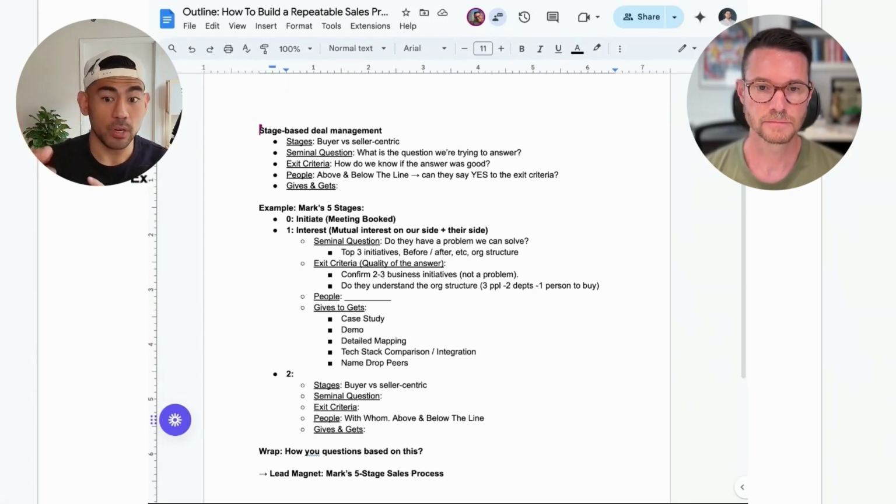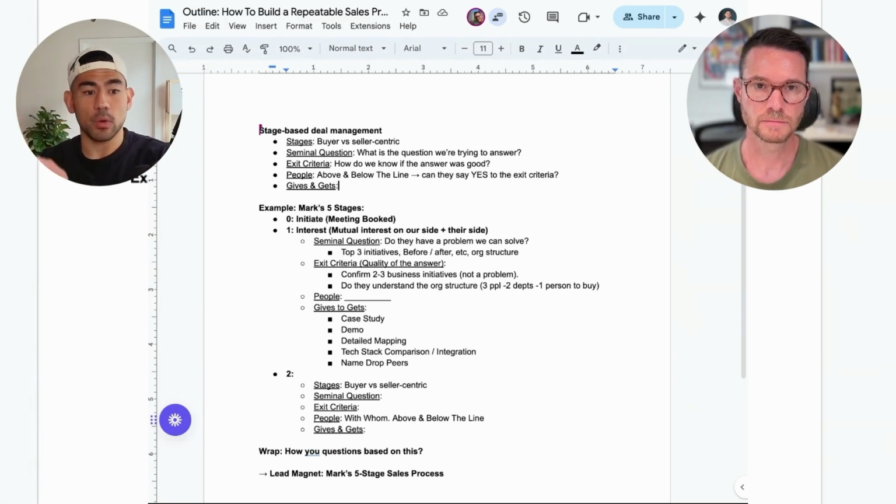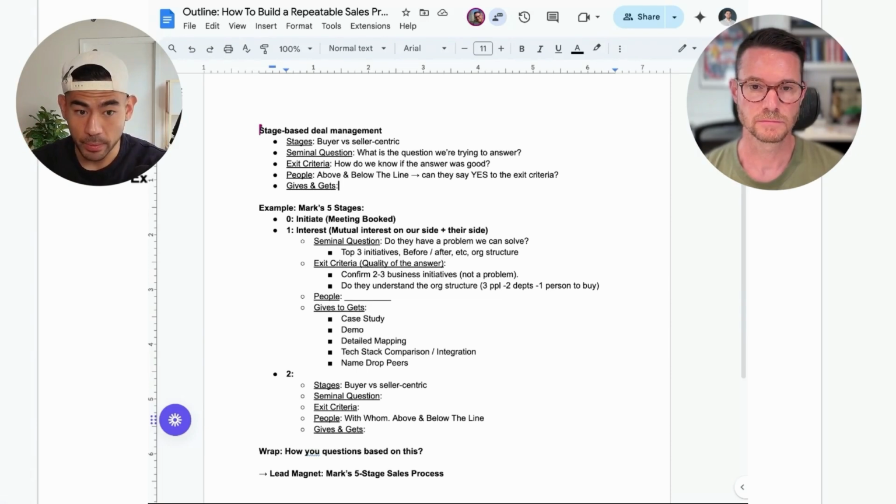reframing of it. I know I'm recapping a lot, but we're going through a lot of different parts of the stages. We've officially completed stage one. The 5 parts of stage one: you have the interest category, the question of do you have a problem that we want to solve, the exit criteria, which is confirming 2 or 3 business initiatives and understanding the org structure, and the people, which are who are able to say yes to that exit criteria.